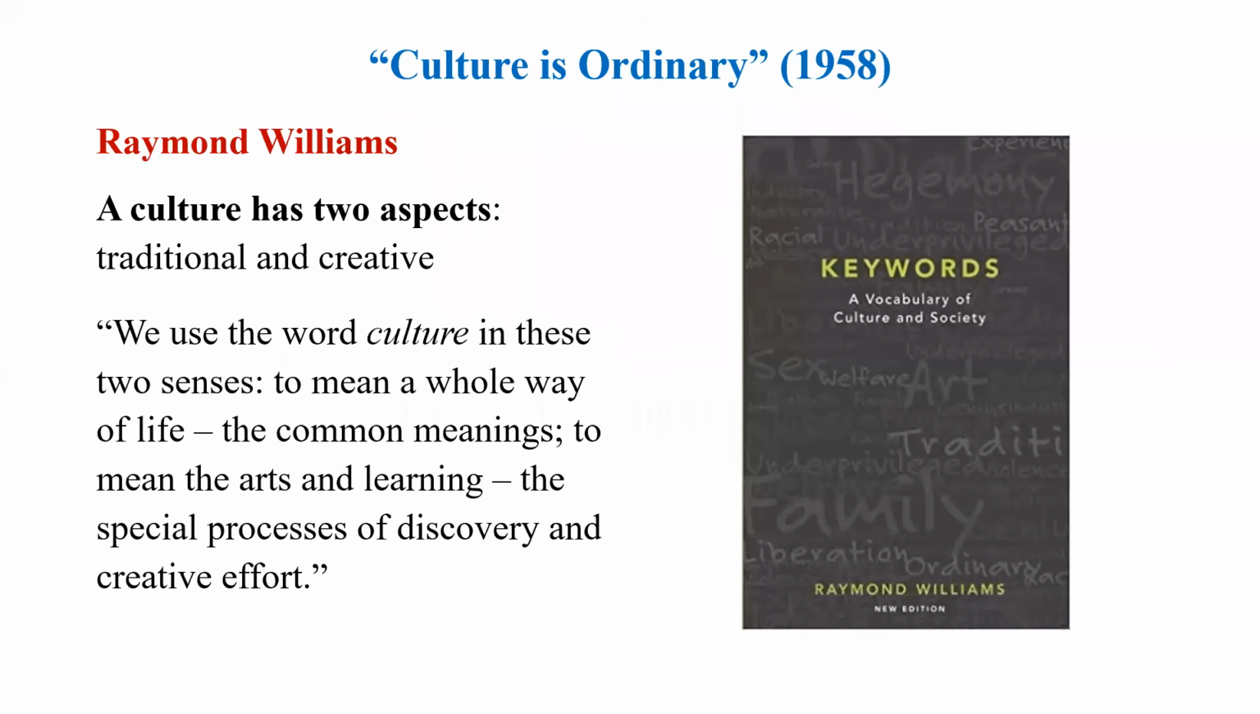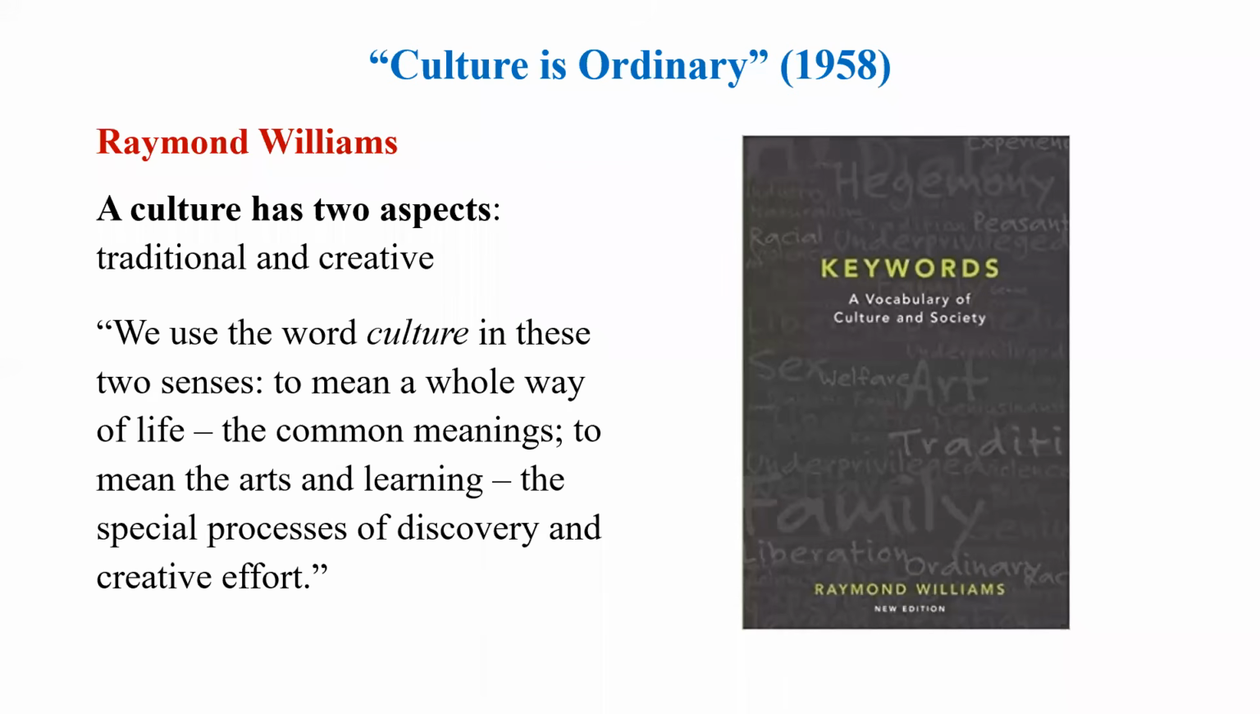Famous critic Raymond Williams has a famous essay, Culture Is Ordinary. So what is culture? Don't talk about only high things. People talk about, oh my God, this is Tamil culture or this is Indian culture. You talk about monuments, paintings, a lot of other things. That's okay, but Raymond Williams says there are two aspects: one traditional, another creative, in the sense of a whole way of life.